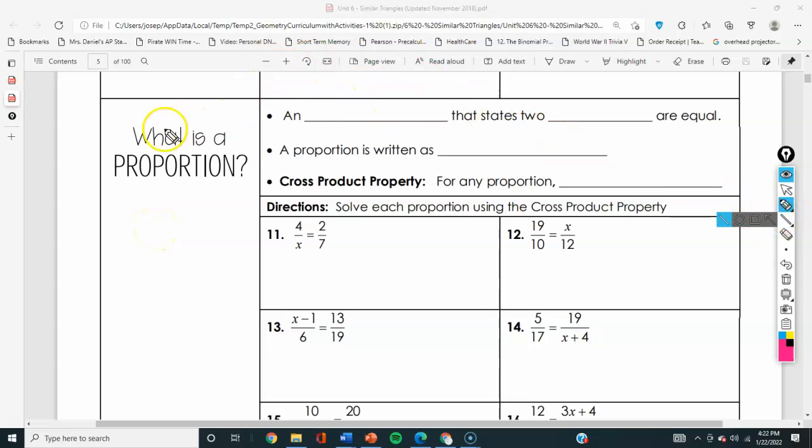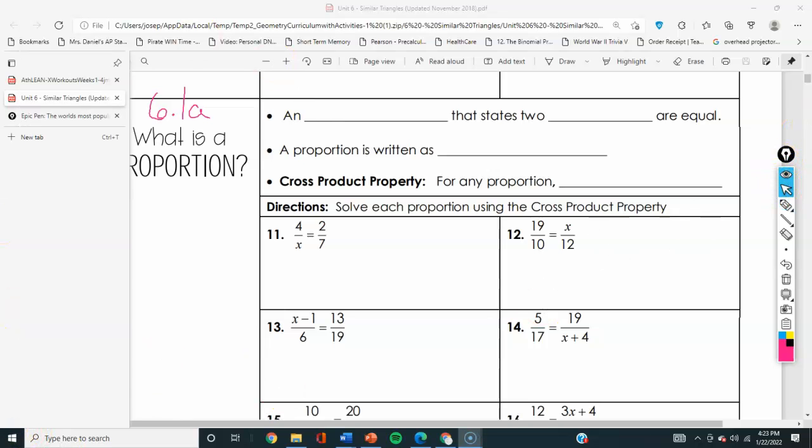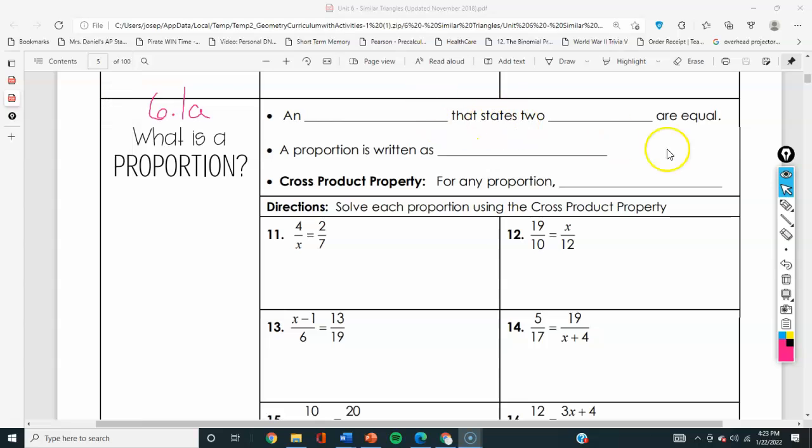Today we're going to look at proportions. So we're continuing on our 6.1a path. Today we're going to start off with ratios, or I'm sorry, not ratios, but proportions. Now, many of y'all may be wondering what's the difference between proportions and ratios.